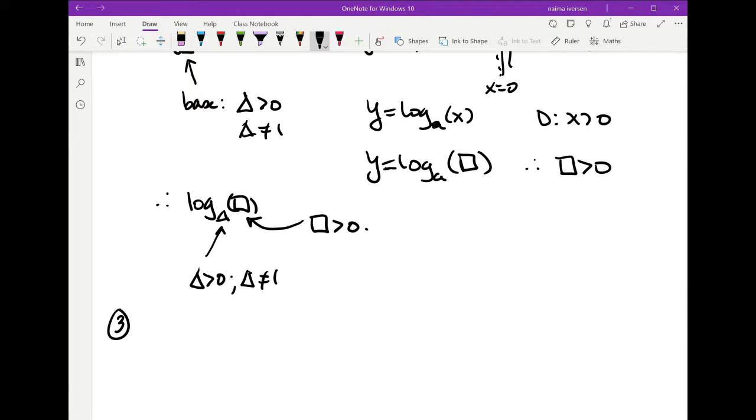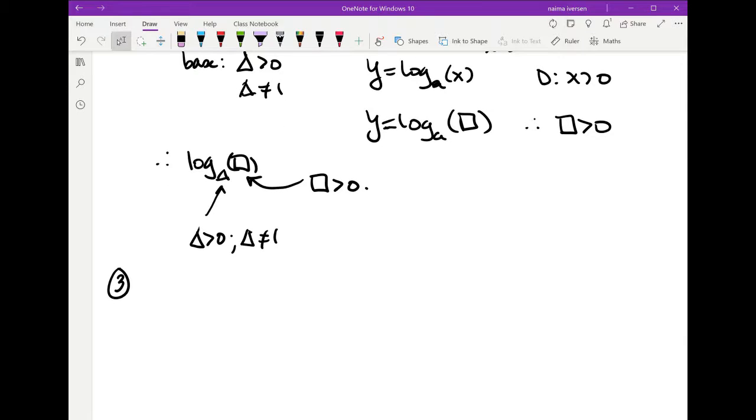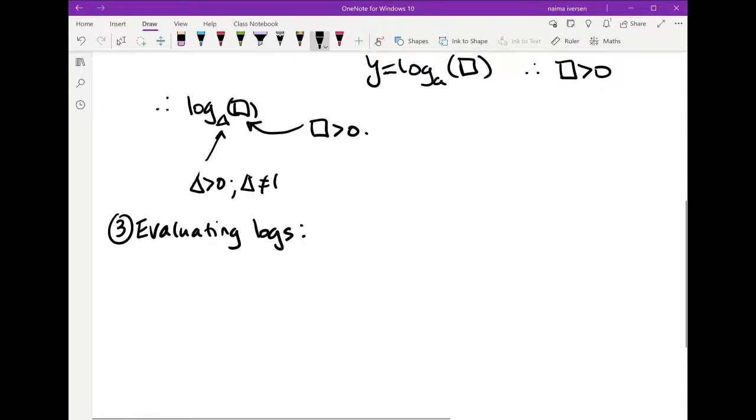All right, third property. If we want to do our third property, I'll do that later when I do some examples. Our third property is going to be evaluating logs. And so evaluating logs works like this.